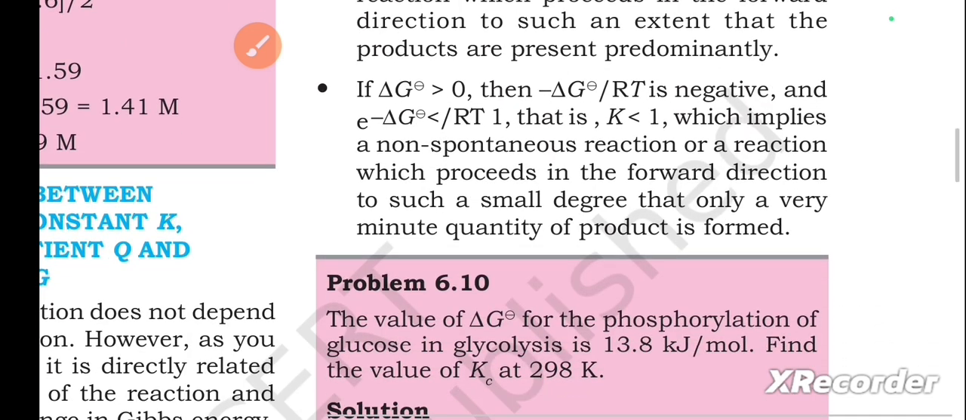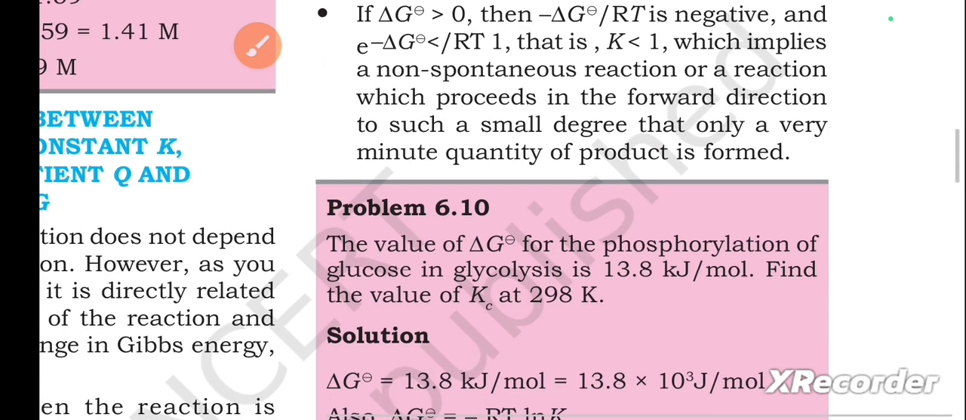If delta G is greater than 0, then minus delta G by RT is negative and e to the power minus delta G by RT is less than 1, that is K less than 1, which implies a non-spontaneous reaction or a reaction which proceeds in the forward direction to such a small degree that only a very minute quantity of product is formed.